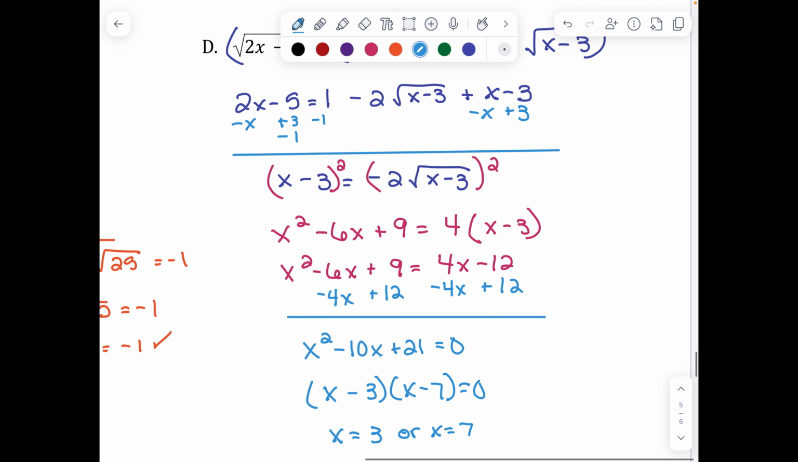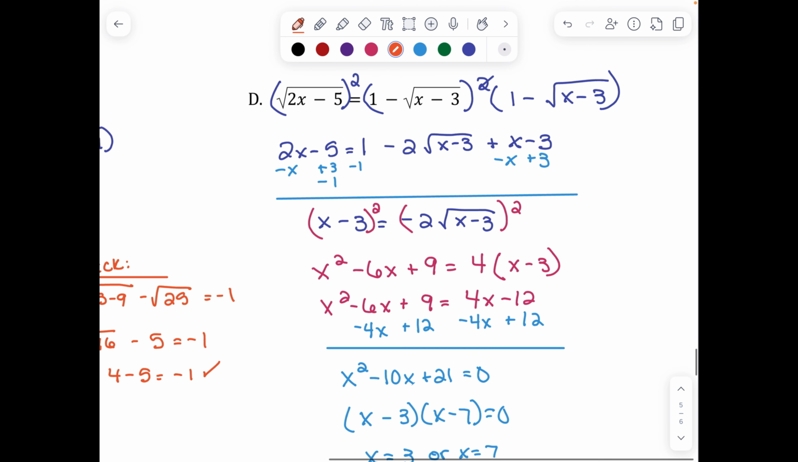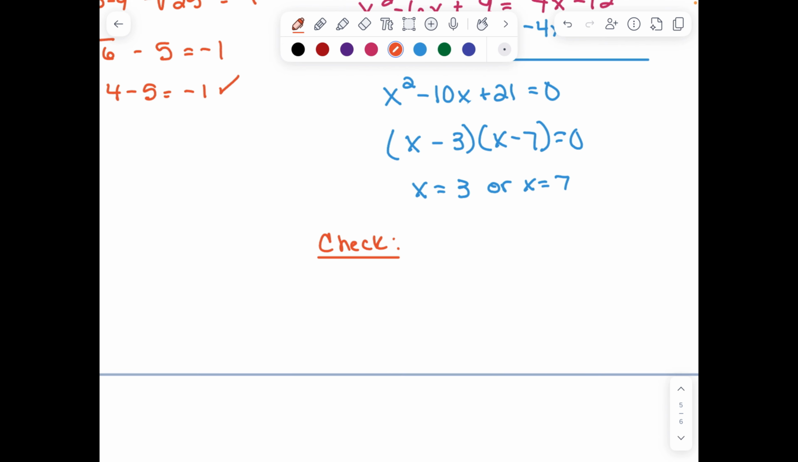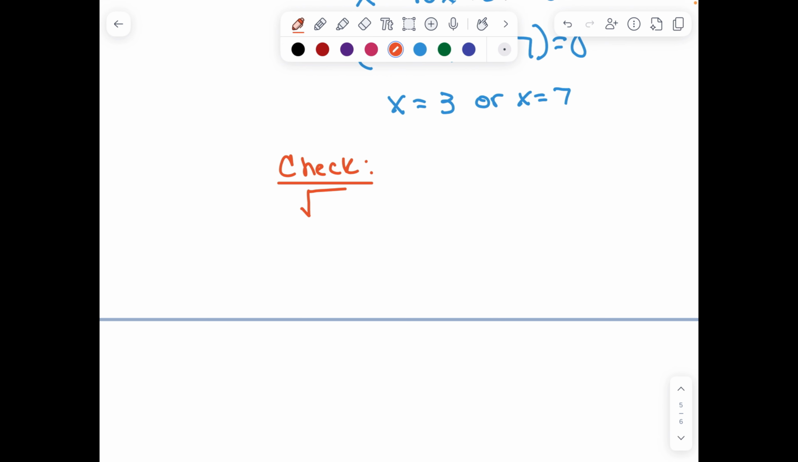So we need to check those to make sure they both work. So I'm just going to check down here. So I have the square root of 2 times 3 minus 5 is equal to 1 minus the square root of 3 minus 3. So here I get 2 times 3 is 6 minus 5, so we have the square root of 1 is equal to 1 minus the square root of 0. 1 is equal to 1, so we know x equals 3 is a solution.